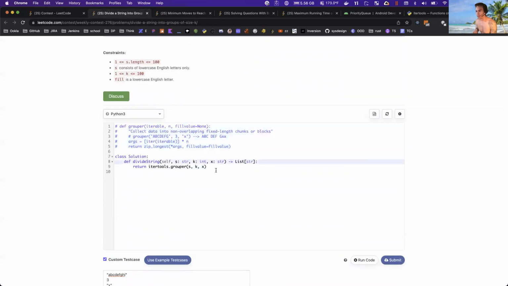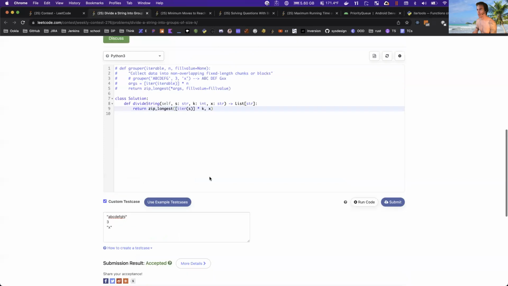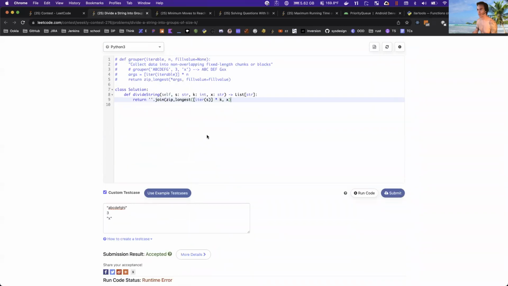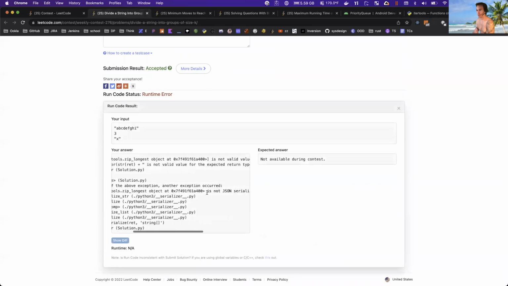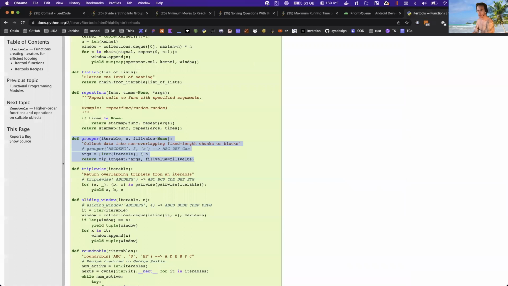Okay, so we could just implement this then, right? Return iter(s) times k. Zip longest, x. String join. Is that right? It's supposed to return an array of strings. Oh, hold on. String array. What? Grouper, fillvalue equals. I need to explicitly mention that fill value.